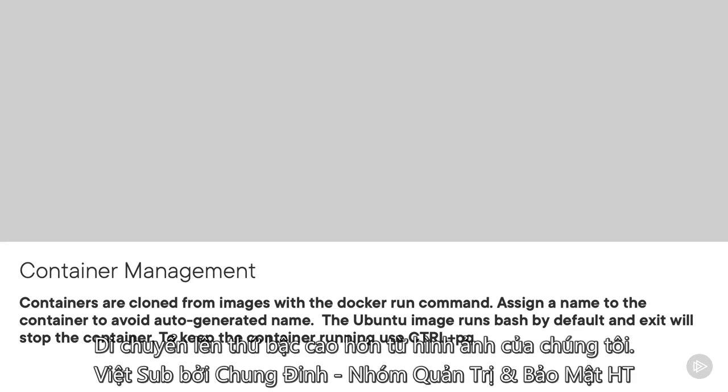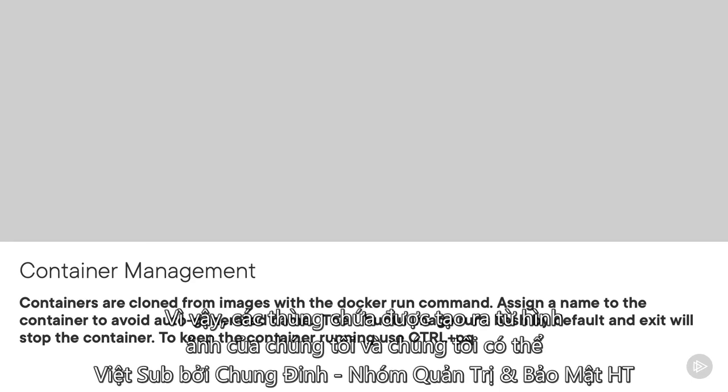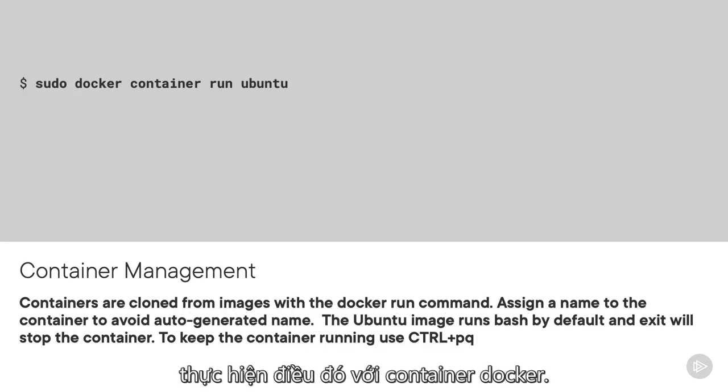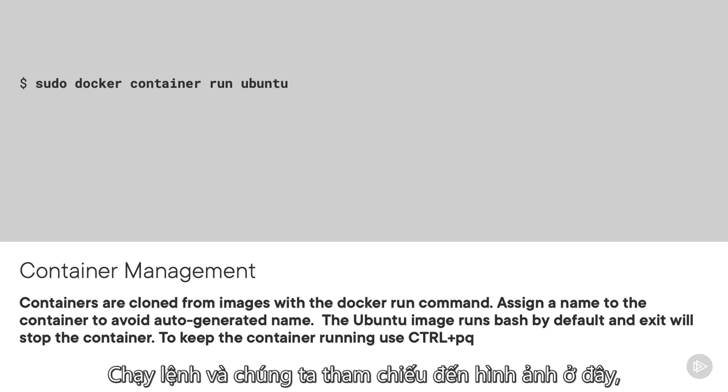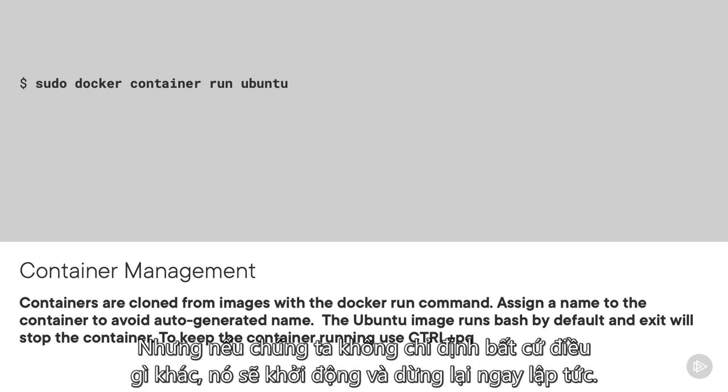Now, moving up our hierarchy from our images, we then have containers. So containers are created from our images. And we can do that with the Docker container run command, and we make reference to the image. Here we're referencing the Ubuntu image. But if we don't specify anything else, it will start up and stop straight away.